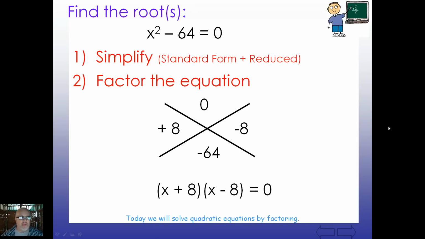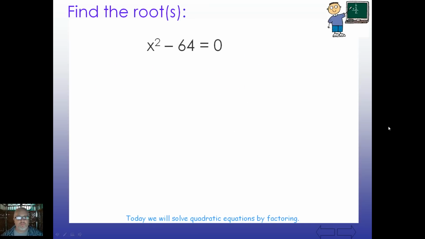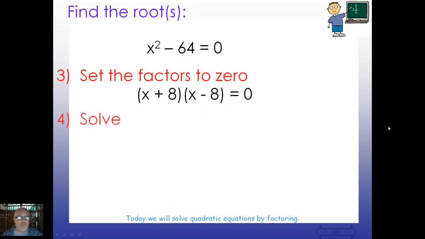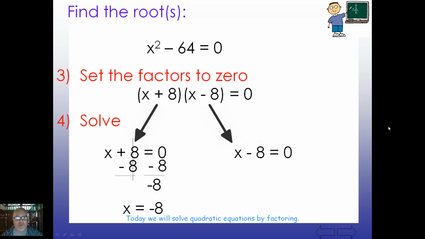Go ahead and write that down like we would from Unit 3. Set it equal to 0. And then solve for both cases. So in this case, we end up with x plus 8 equals 0. This is going to subtract 8 from both sides, and we end up with x equaling negative 8.